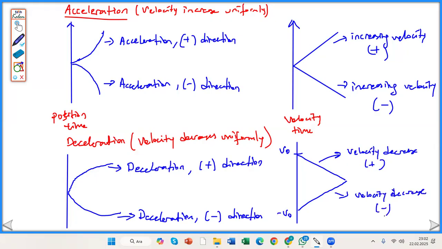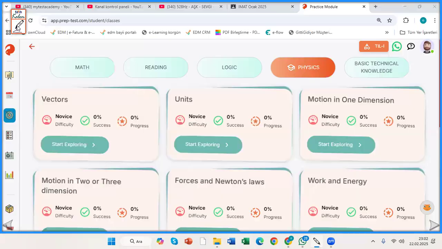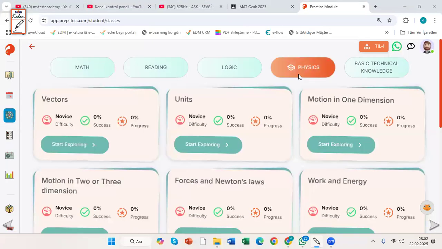Okay, so yes, this is in my mind a good summary of that subject nearly. Is there any question about the graphs? No, sir. Okay.